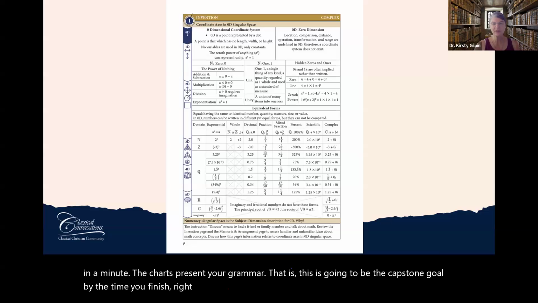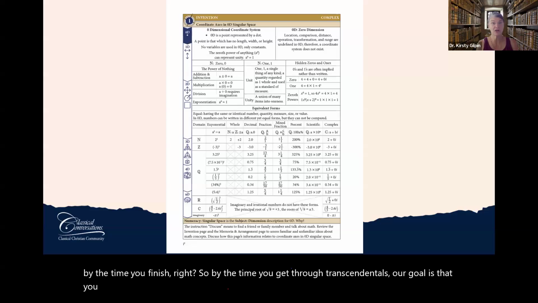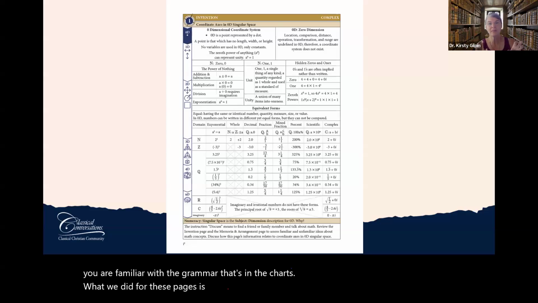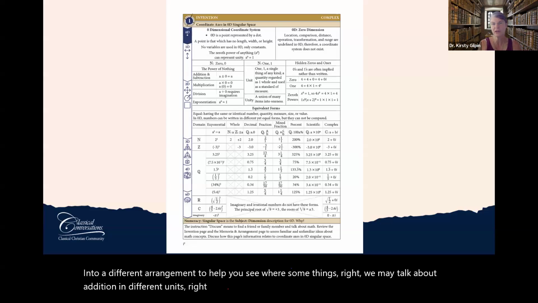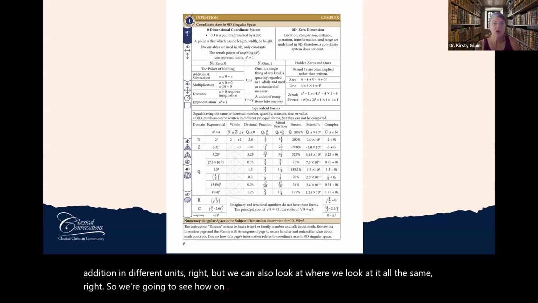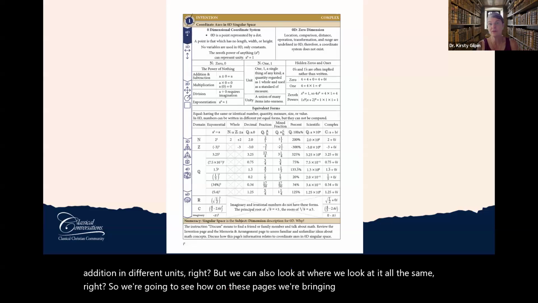So by the time you get through transcendentals, our goal is that you are familiar with the grammar that's in the charts. What Leigh did for these pages is she pulled some things from those charts into a different arrangement to help you see where some things, right? We may talk about addition in different units, right? But we can also look at where we looked at it all the same, right? So we're going to see how on these pages we're bringing together ideas from different lessons.